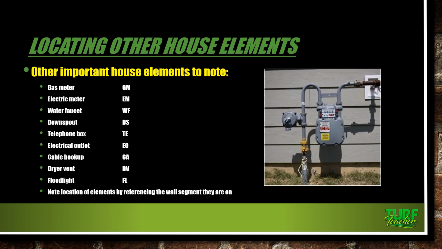Locating other house elements: gas meter, electric meter, water faucet, downspout, telephone box, electrical outlet, cable hookup, dryer vents, floodlights. Note the location of the elements by referencing the wall segment they are on. And so all you'd have to do is put those symbols that we have there: GM, EM, WF, DSTE, EO, all of those symbols that represent the other important house elements that you need to know where they're at.